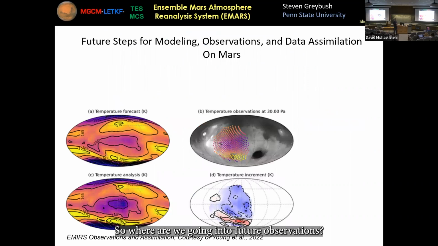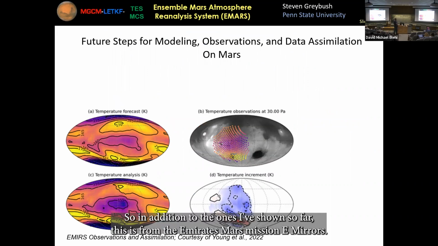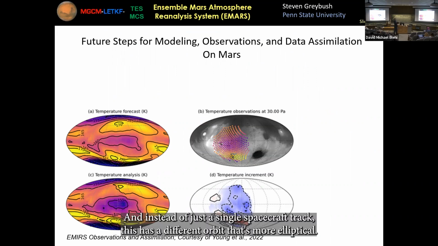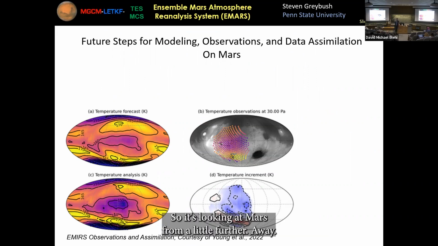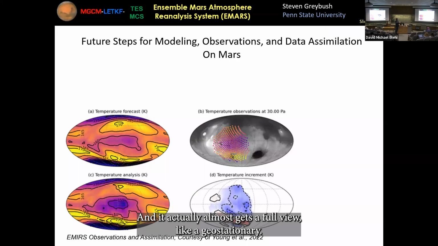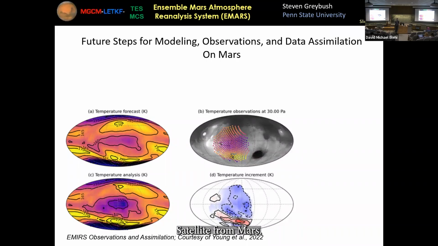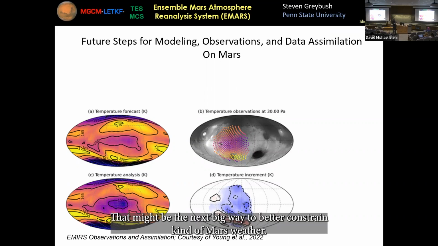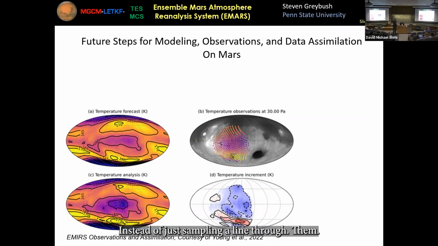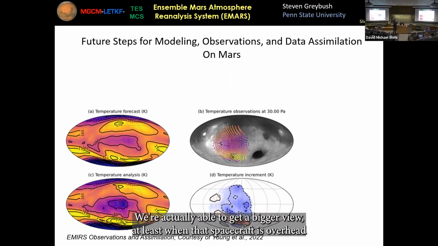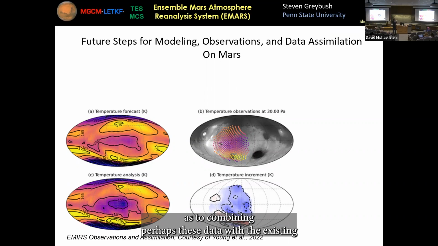So where are we going with future observations? In addition to the ones I've shown so far, this is from the Emirates Mars mission, EMARS. Instead of just a single spacecraft track, it has a different orbit that's more elliptical. So it's looking at Mars from a little further away, and it almost gets a full view, like a geostationary satellite from Mars, except it's not parked over the same area. But you're seeing a broad swath of Mars. And that might be the next way to better constrain Mars weather systems. Instead of just sampling a line through them, we're able to get a bigger view, at least when that spacecraft's overhead. So combining these data with the existing polar orbiting satellites is where I see the field going in the near term.